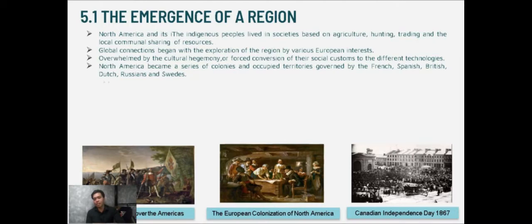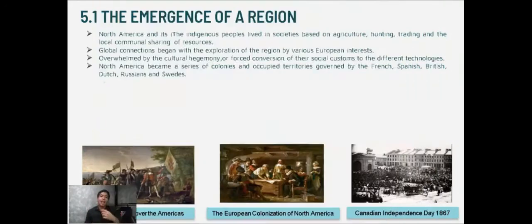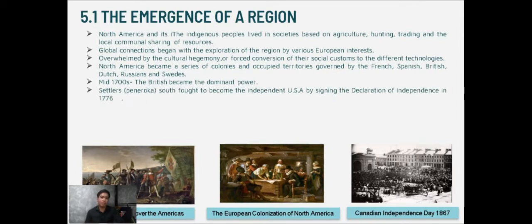Assisted by enslaved Africans, colonists and settlers formed northern European-built villages, towns, port cities, and plantations along the eastern coast over the next 2 centuries. There was a lot of war after Europeans' arrival, between themselves and including Native Americans. In the mid-1700s, the British became the dominant power, and the settlers fought to become the independent USA by signing the Declaration of Independence in 1776.